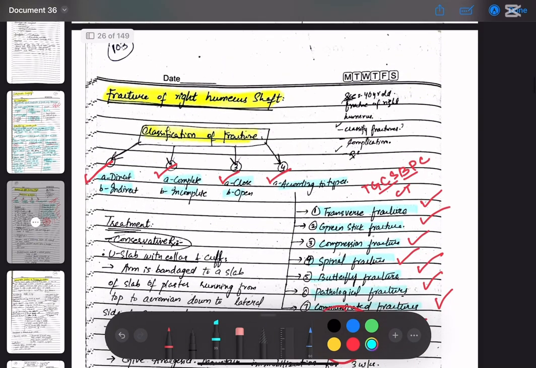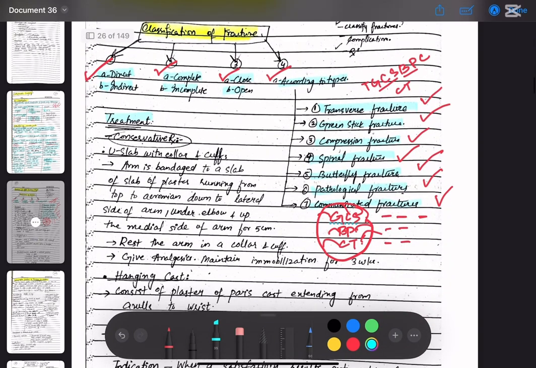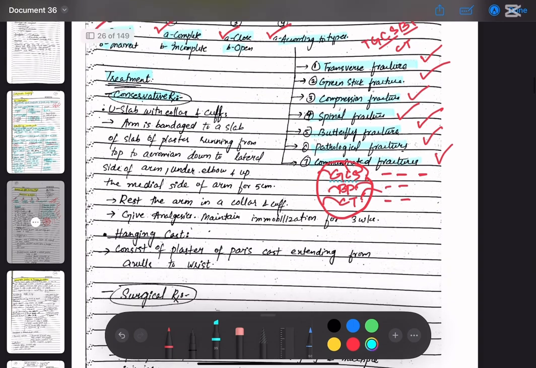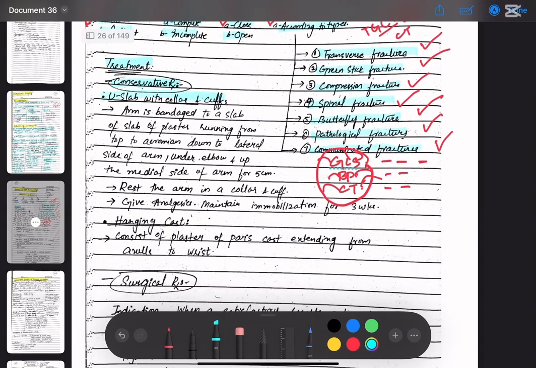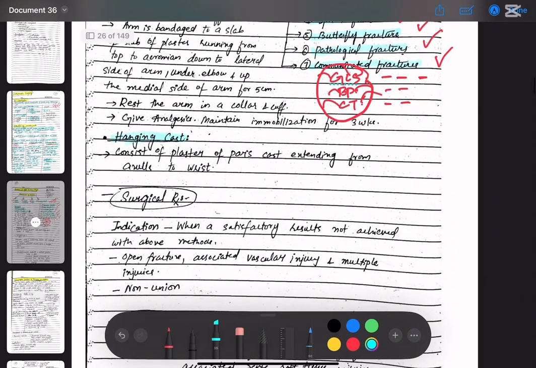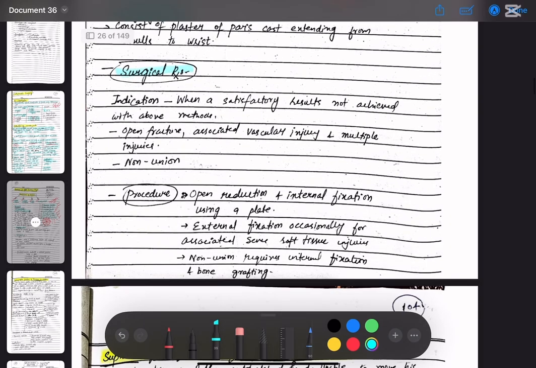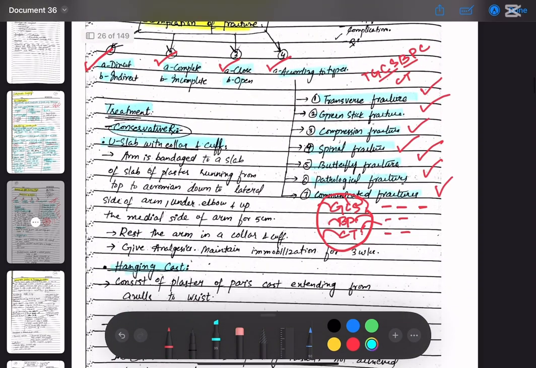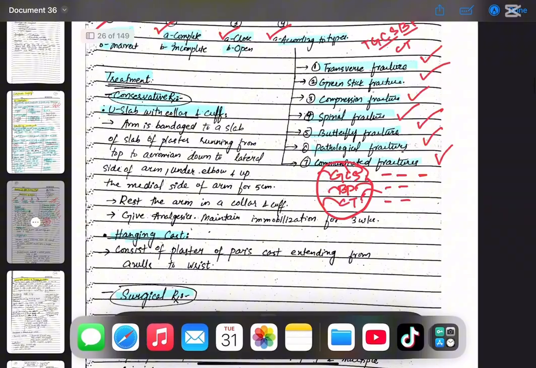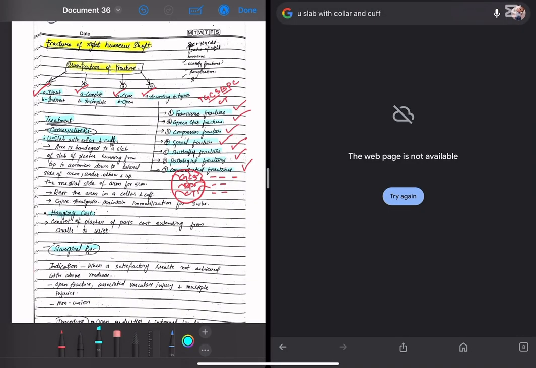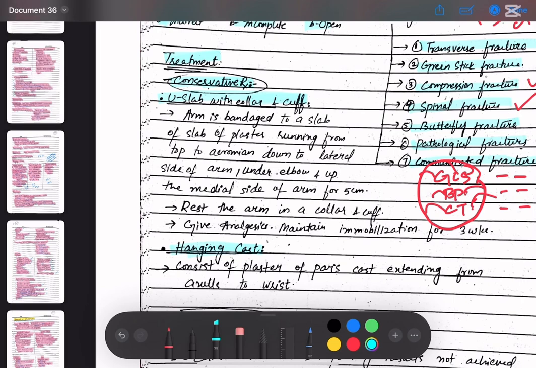Then what are the treatment options for fractures? We are having conservative treatment, that is U slab with collar and cuff and hanging cast. And then we are having the surgical treatment. Okay, so U slab with collar and cuff. Let's search the U slab and collar fracture. So we are having the conservative treatment, that is U slab with collar and cuff.